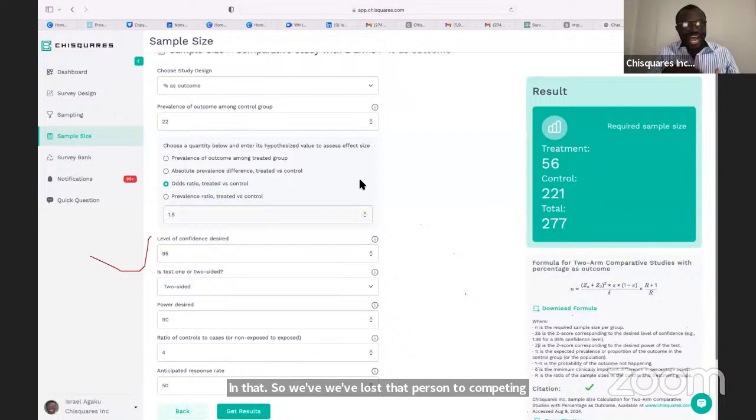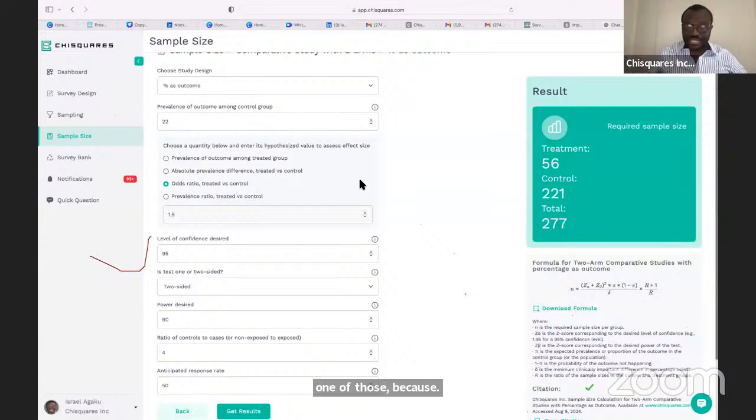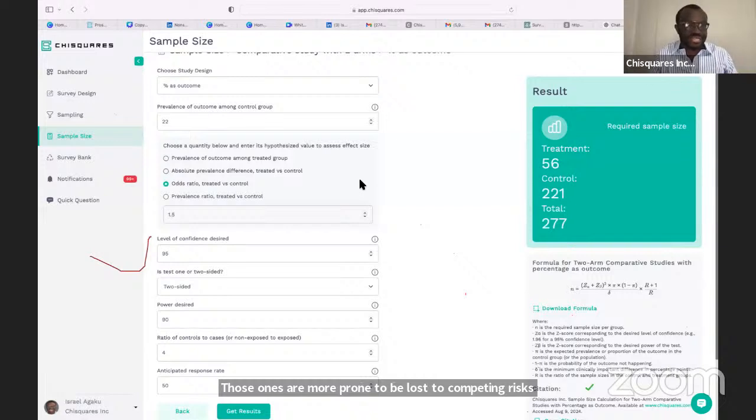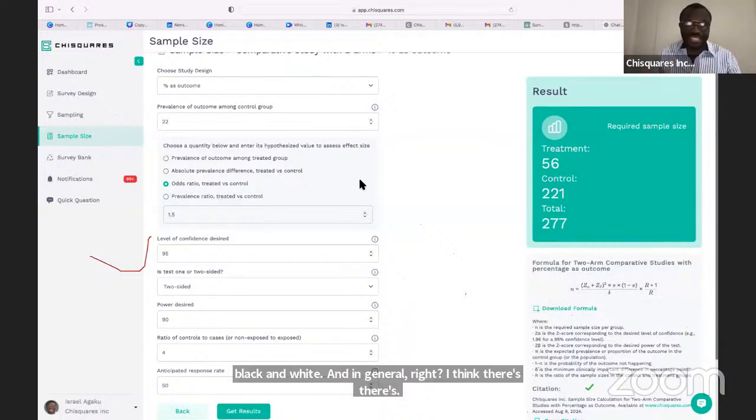So the question is, how then do we ensure that we have enough of those people to actually capture the outcomes of interest, right? Those are some of the considerations that will make you determine, oh, I want to have 10 of those to 1 of those, because those ones are more prone to be lost to competing risks, right? So some of these things aren't necessarily black and white. In general, things like this, there's an art form to them. It's both a science and an art.